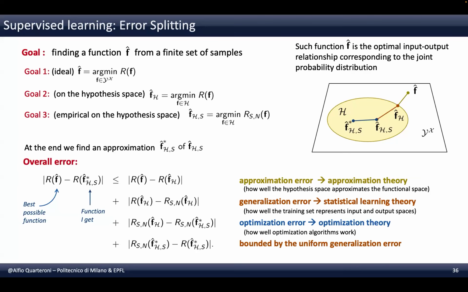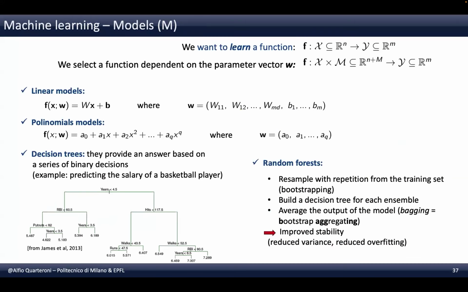And finally, we have R_SN minus R of the final solution. And this is bounded by the uniform generalization error. And generalization error is, again, the one that tells you how well your training set is capable of representing the whole distribution of the data set. So in principle, if you can analyze these different terms, you will be able to get an estimate. And I think that we are very far from having a complete theory in this respect, meaning a satisfactory estimation of all those terms, all those errors.